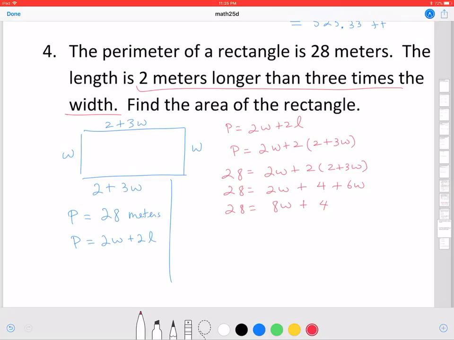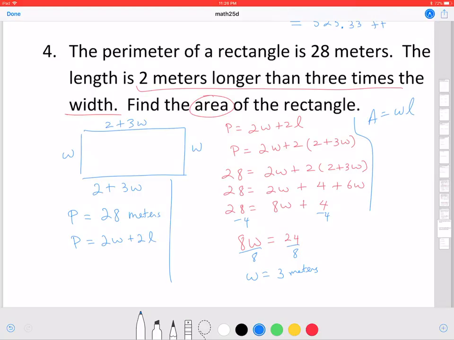All right, so let's go ahead and subtract 4. So what I have is 8w is equal to 24. Dividing by 8, w is equal to 3 meters. Okay, what is the question asking? It's asking us to find the area. It's not asking us to find the width, but I hope you remember the formula for the area of a rectangle is width times the length. It's one of the simplest geometric formulas there is. I got the w. If I know the length, then I can find the area.